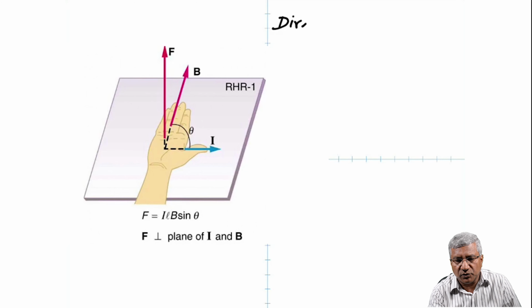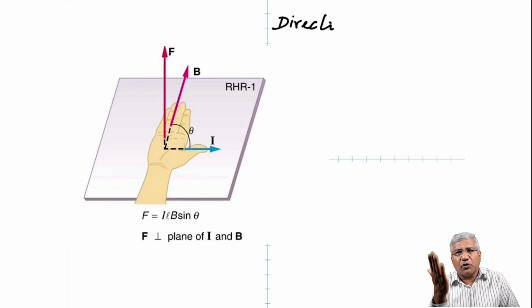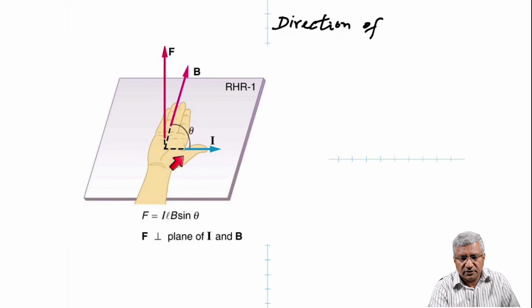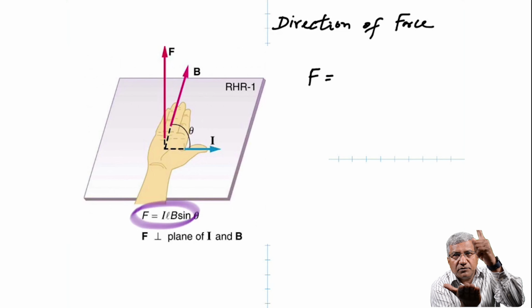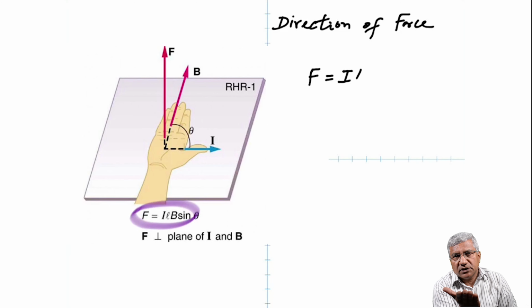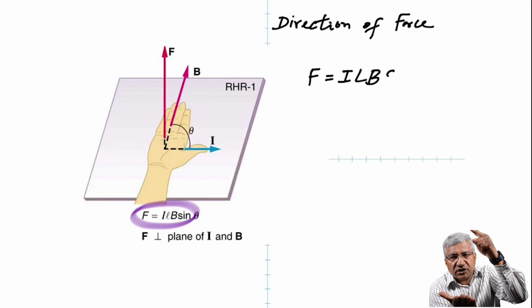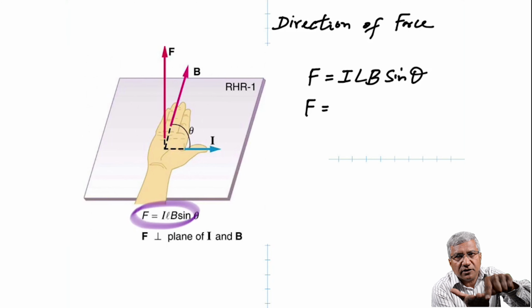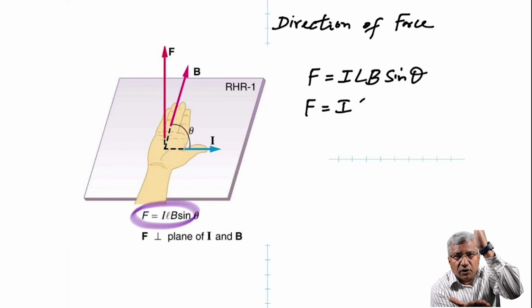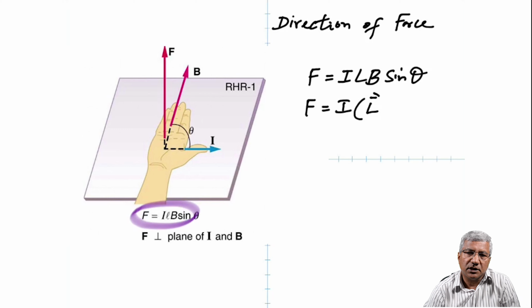In right-hand rule number 1, the thumb points in the direction of the current, as you can see. The thumb points in the direction of the current. And the fingers show the direction of the magnetic field, then the palm gives the direction of the force. So it's very clear that the force is perpendicular to the plane containing I and B. See, it's perpendicular to my palm out. So that's right-hand rule number 1, used to find the force on a current carrying conductor placed in a magnetic field.